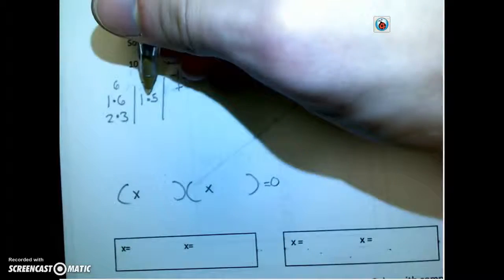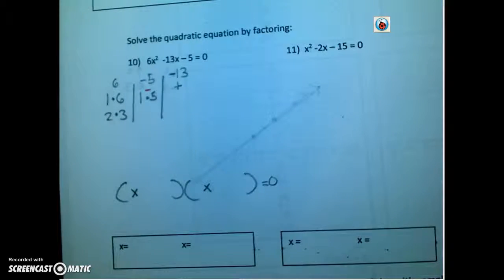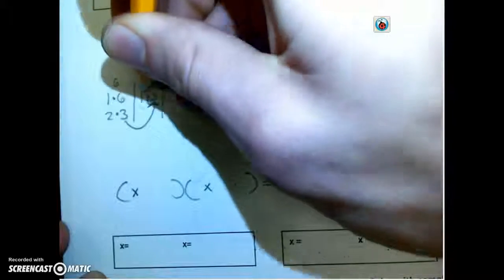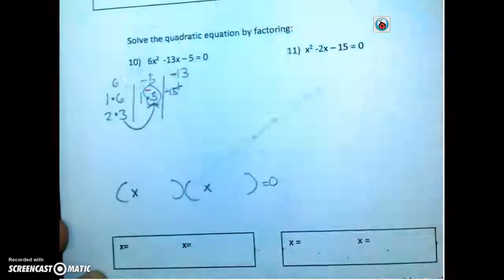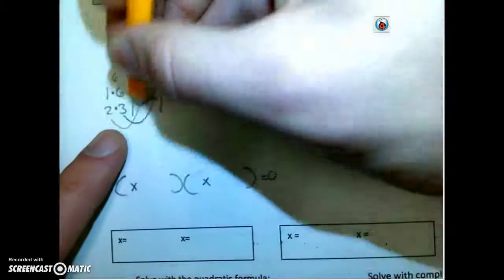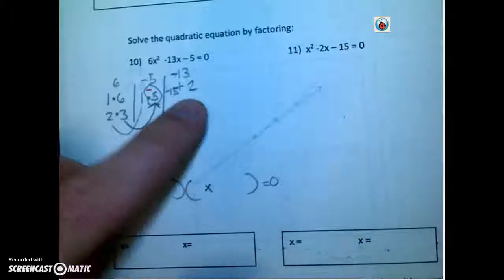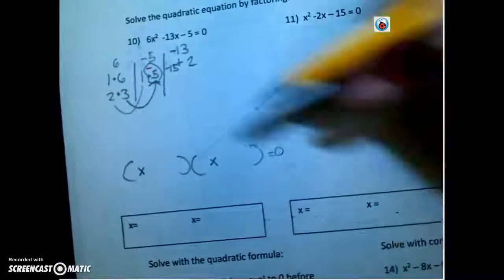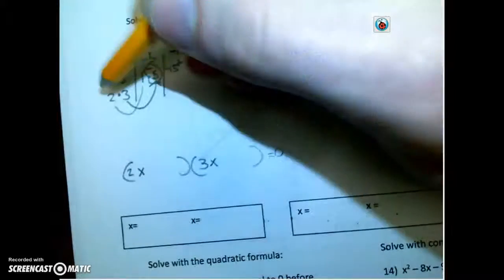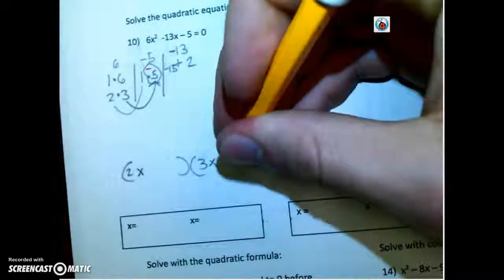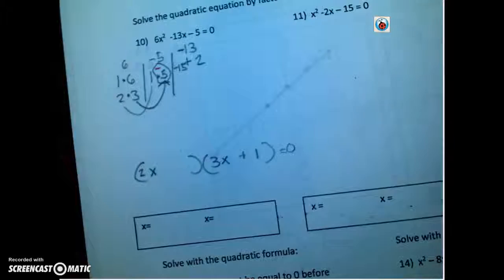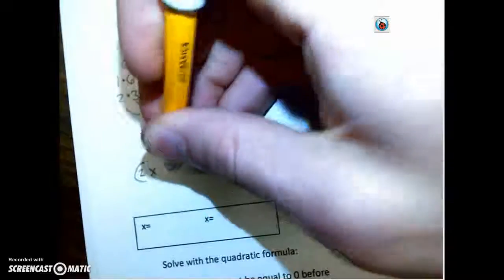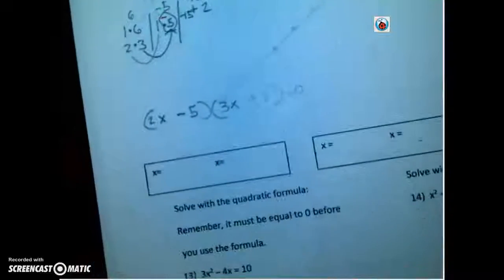Where 1 is negative. And I see my combination. 3 times the negative 15 and 2 do add up together to give me 2x. So it'll go right here.